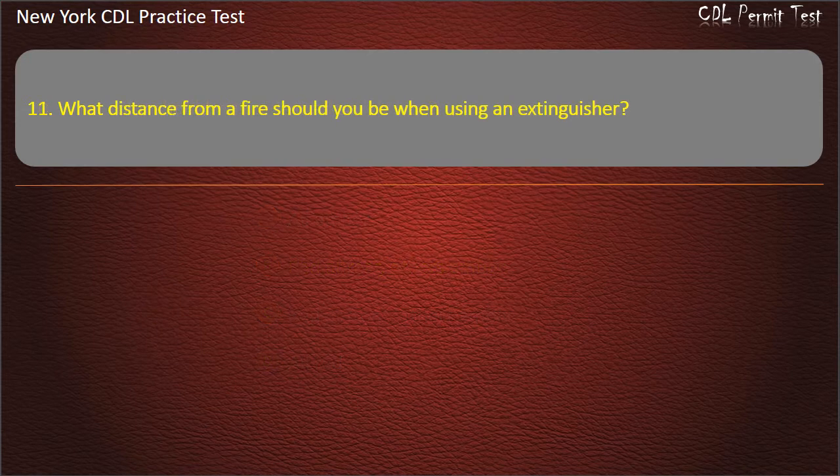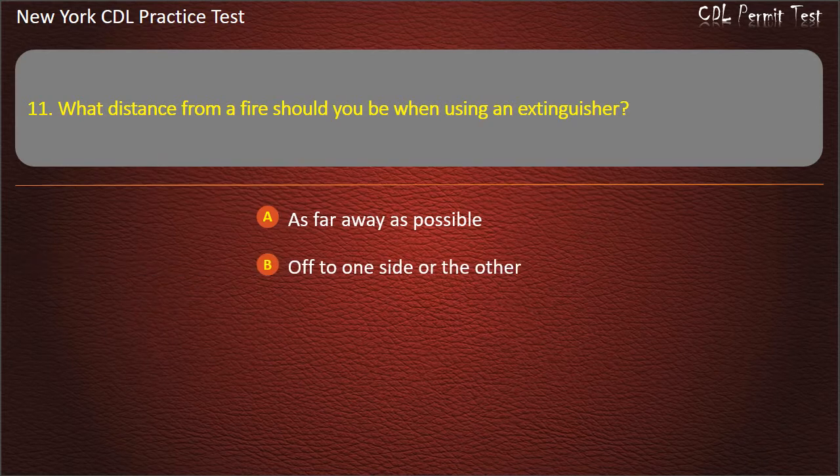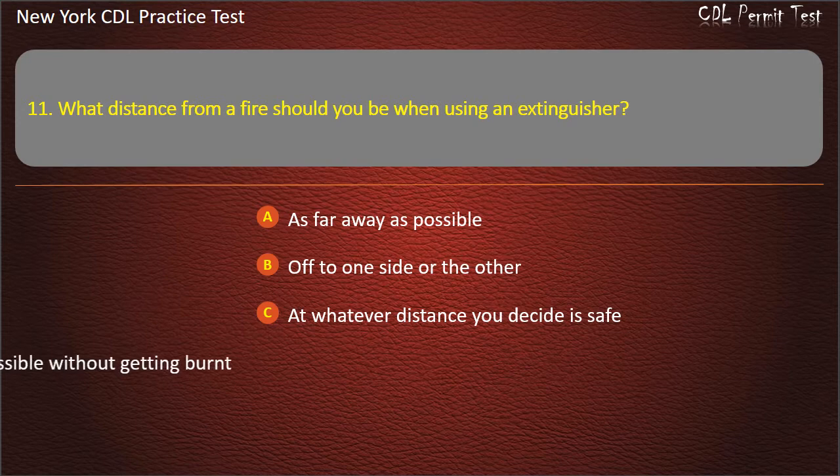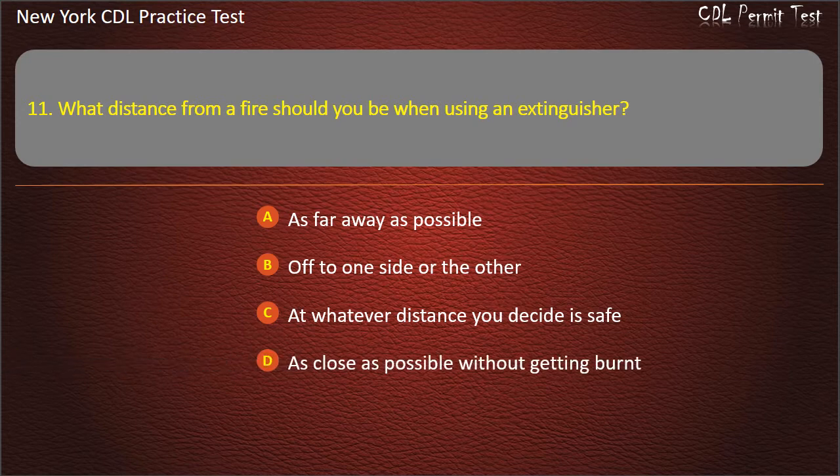Question 11. What distance from a fire should you be when using an extinguisher? As far away as possible. Off to one side or the other. At whatever distance you decide is safe. As close as possible without getting burned. Answer. As far away as possible.